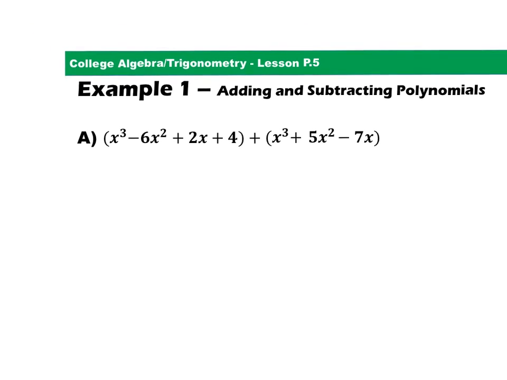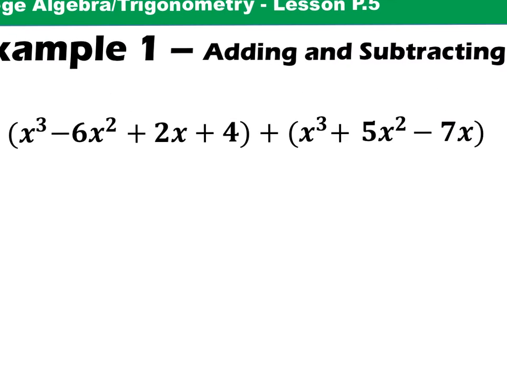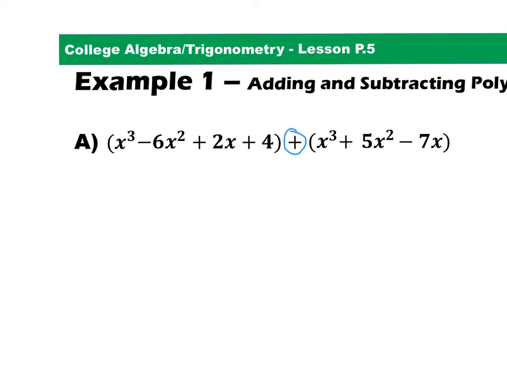All right, when we add, do you see how we have one parenthesis, then a plus sign in the middle, then another parenthesis? Let's talk about this first parenthesis. How many terms are there? 4 terms. What's the degree of the first expression? 3. Good. In the second parenthesis, how many terms do we have? 3. What do we call that? Trinomial, good. What's the degree? 3.